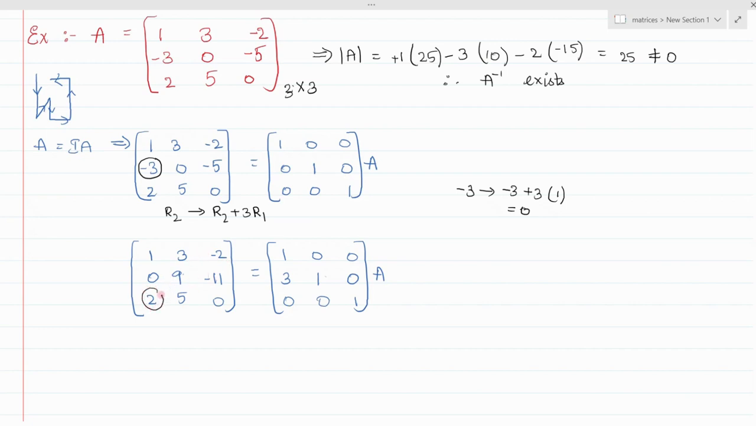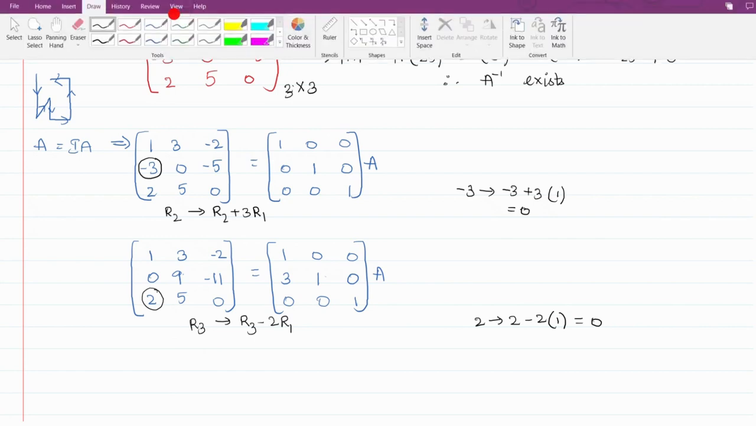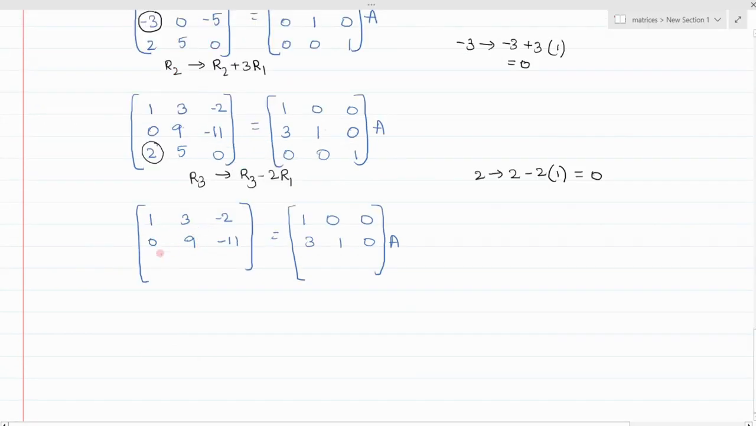Next, convert this element to 0. So how to do this? R3 changes to R3 minus 2 times R1. Because when we use this, 2 changes to 2 minus 2 times its corresponding R1 element, it is 1, we'll get 0 over here. Row 1 and row 2 elements remain as they are. Row 3 elements change: 2 changes to 0, and here 5 minus 6 is minus 1, and here 4. Here it is minus 2, 0, and 1.